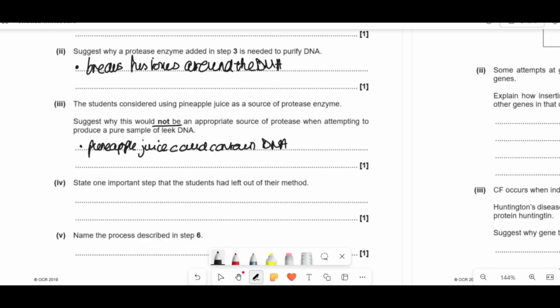So, one important step that the students had left out of their method. Well, one big thing is that they forgot to add a detergent, because the reason we add detergent is that it breaks down cell membranes as well. The grinding will obviously break down the cell walls, but cell membranes may still be intact. So by adding detergent, it breaks those and actually releases all the goods.